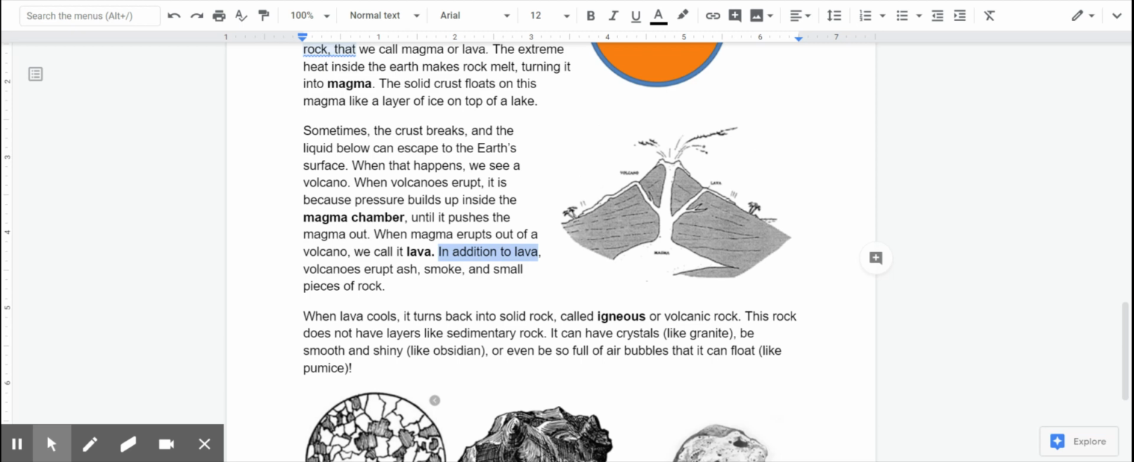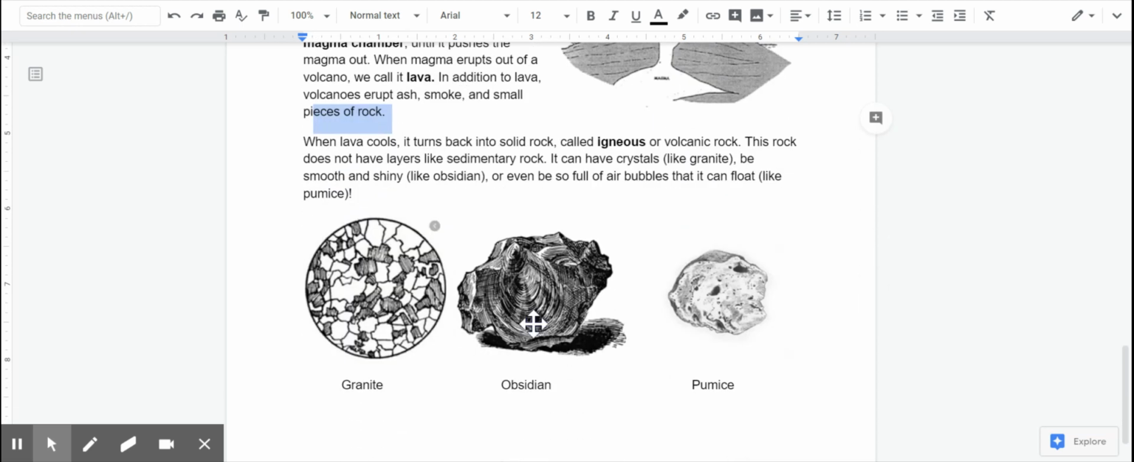In addition to lava, volcanoes erupt ash, smoke, and small pieces of rock. So I think that might be the stuff going up into the air, is all that ash and smoke and little tiny pieces of rock. When lava cools, so now that it's at the top, it's going to hit our cool air and start cooling down. It turns back into solid rock called igneous or volcanic rock. That's a new word. Igneous rock means it's volcanic rock.